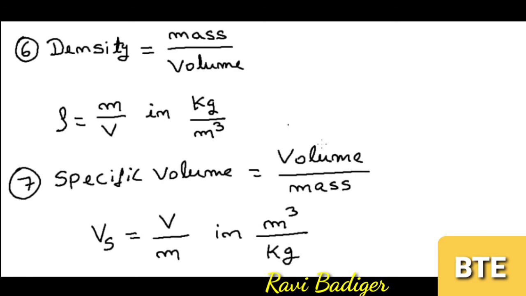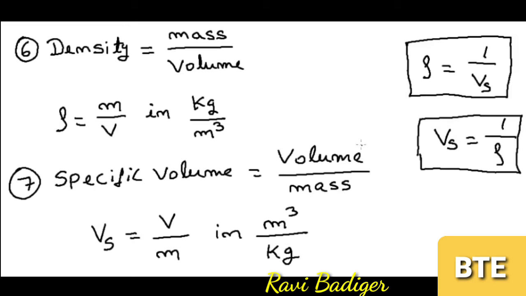From these two equations, we can note down that density is the reciprocal of specific volume or specific volume is the reciprocal of density. So that can be written as density rho is equal to 1 by Vs, or Vs is equal to 1 by rho. We need to remember this. Density is equal to 1 by specific volume or also specific volume is equal to 1 by density.